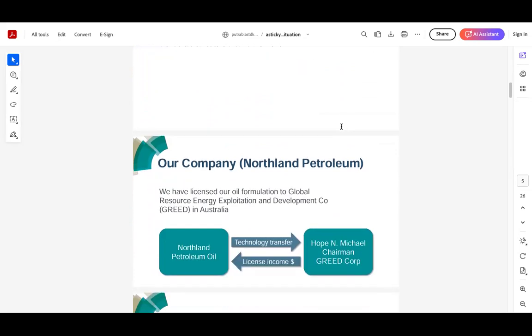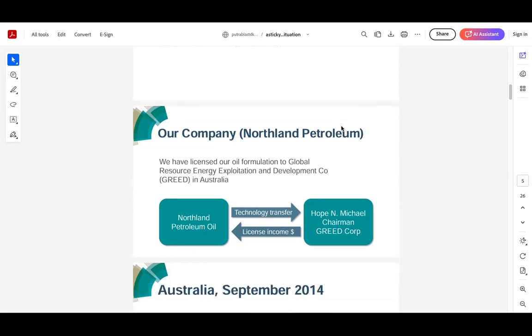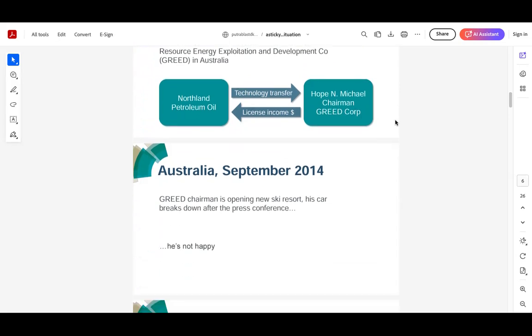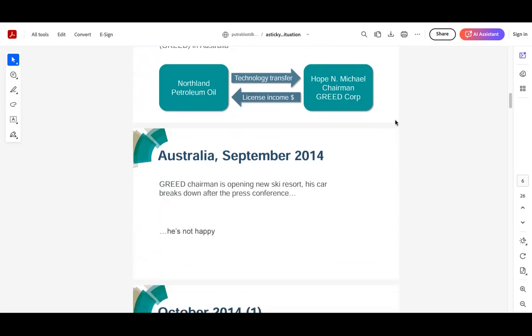We have licensed our oil formulation to Global Resource Energy Exploitation in Australia. The Grid chairman is opening a new ski resort. His car breaks down after the press conference. So this is the story behind it, and this is the chronology of the events happening.